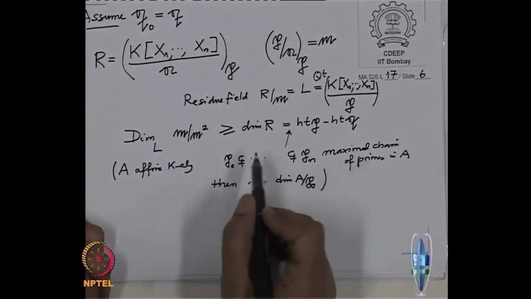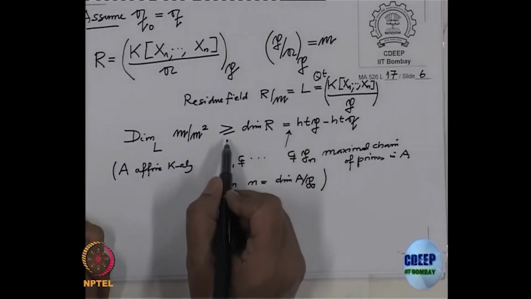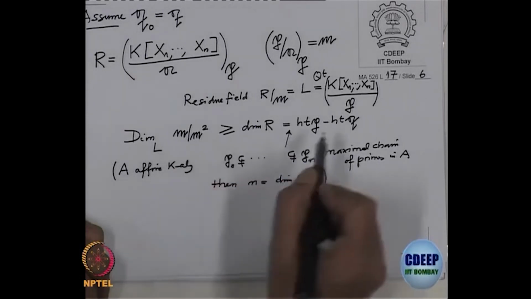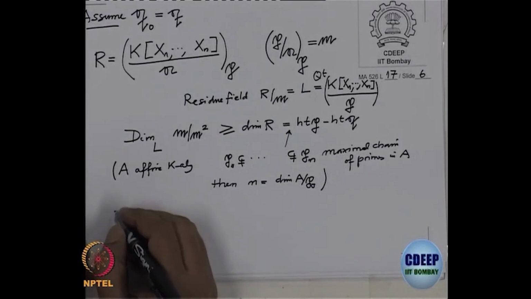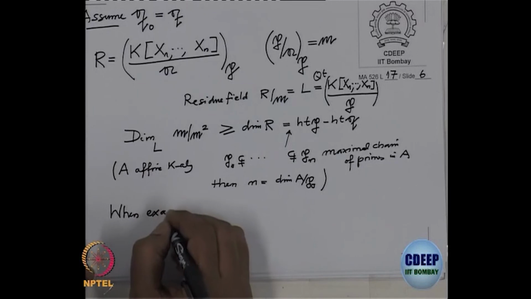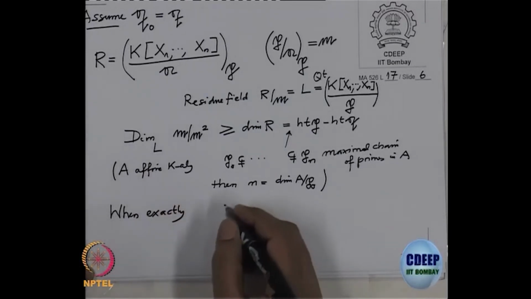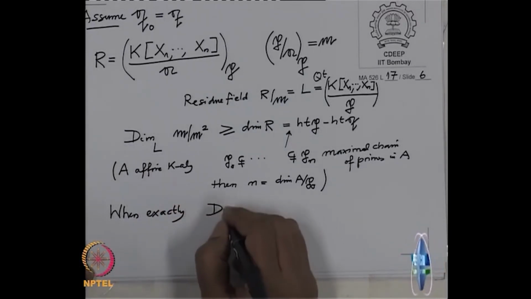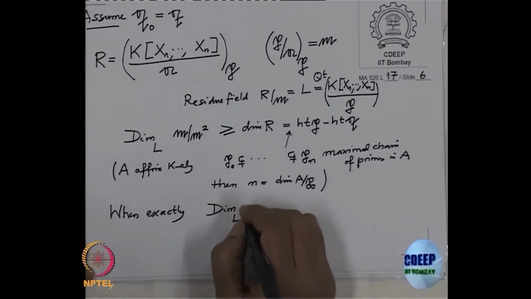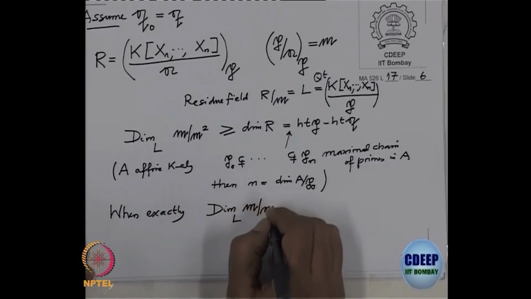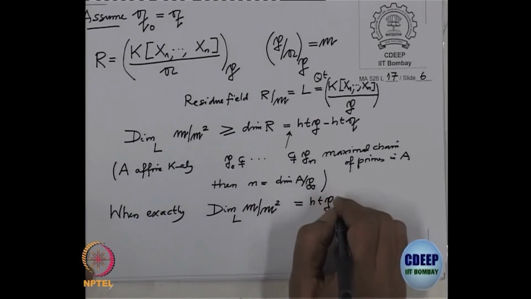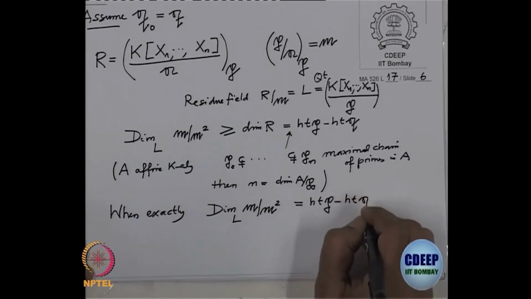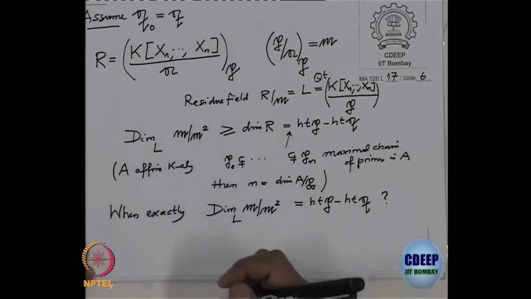Now, therefore, we are debating when the equality will hold. That means when will this be equal to this. So we want to analyze now when exactly the vector space dimension of M by M square is equal to height of P minus height of Q. This is what we are looking for.